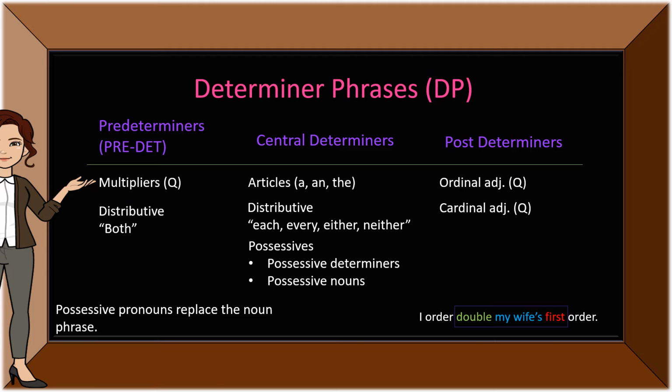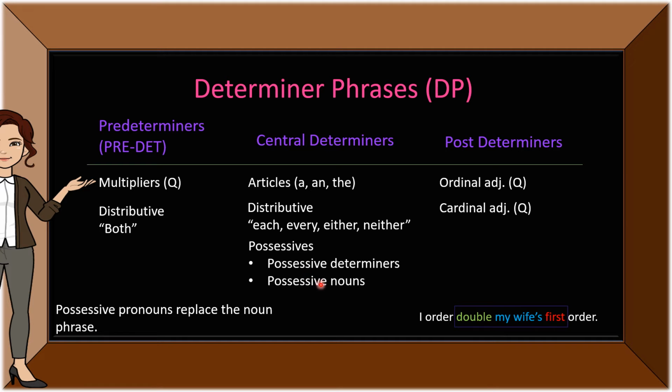It is time to add possessives to our determiner phrase. Now, possessives. You can have a possessive determiner and a possessive noun in the same phrase. And here's the example. I order double my wife's first order. So I have 4 determiners in this determiner phrase. My and wife's are both taking up the central position.